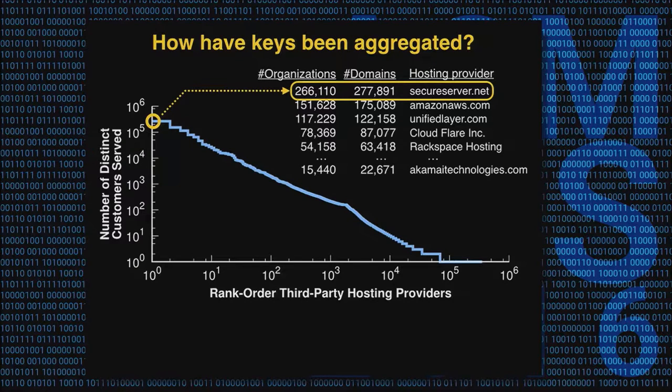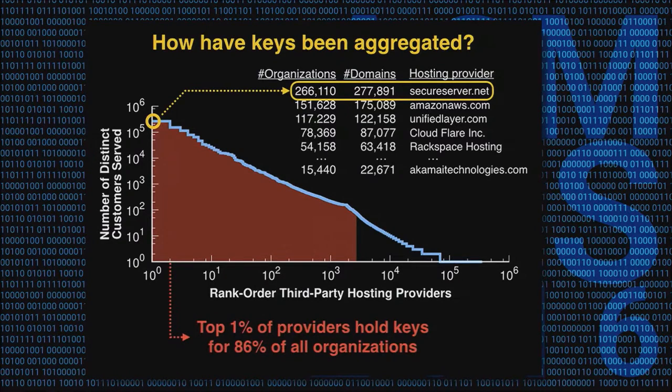And there's a bunch of other familiar hosting providers in this top list here that we can see serving thousands and thousands of certificates. But if we look at the broad scheme of things, notice that the x-axis in the bottom here is a log scale. So even though we observed roughly 30,000 total hosting providers, just the top 1% of those served the keys for 86% of all the organizations we observed. So not only are a lot of keys being aggregated at the hosting providers, but they're being aggregated in a very small subset of them.